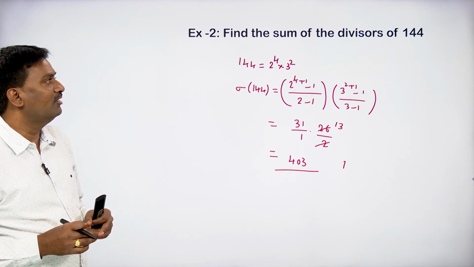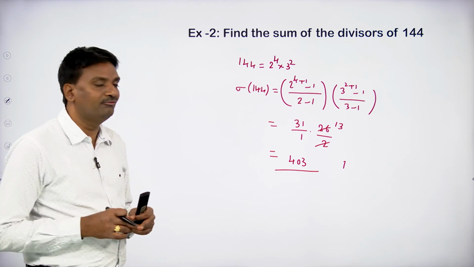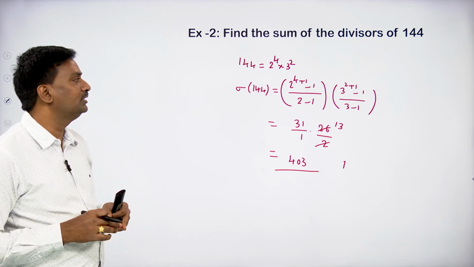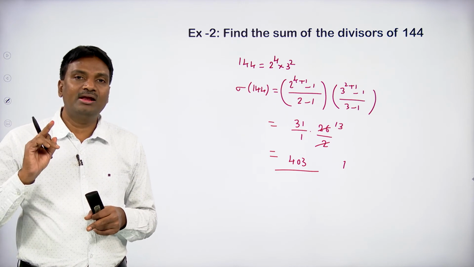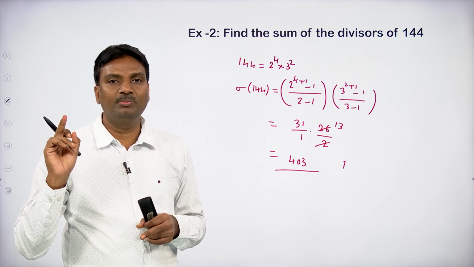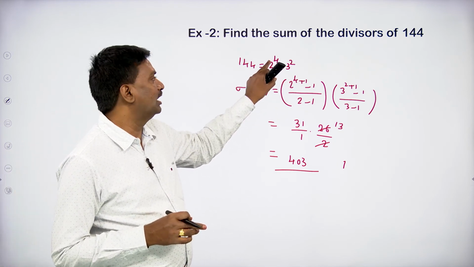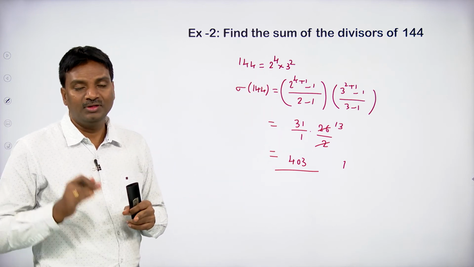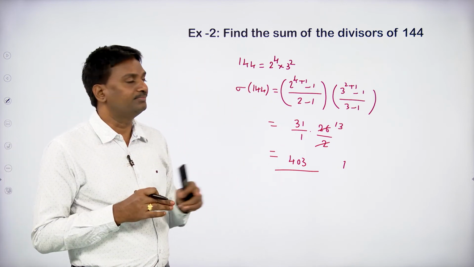So, find the sum of all divisors of 144. First let us express the number 144 like this, 2 power 4 into 3 square. Let us use the formula sigma of n equals (p1 power alpha 1 plus 1 minus 1) by (p1 minus 1) into (p2 power alpha 2 plus 1 minus 1) by (p2 minus 1) into so on. Here p1 equals 2, p2 equals 3, alpha 1 equals 4 and alpha 2 equals 2. By substituting and simplifying, we have gotten 403. So by adding all the divisors of 144, you will get 403. So take the screenshot.